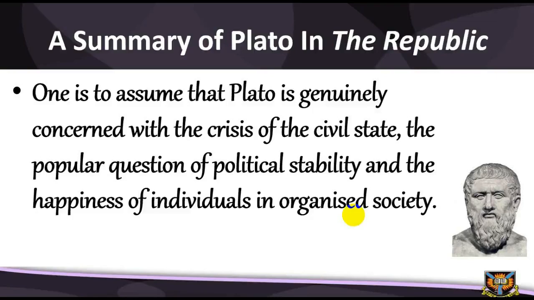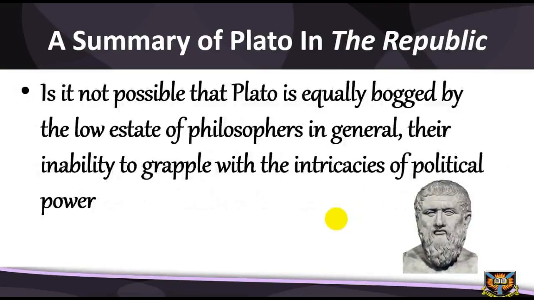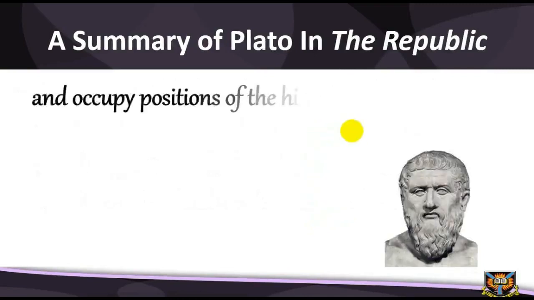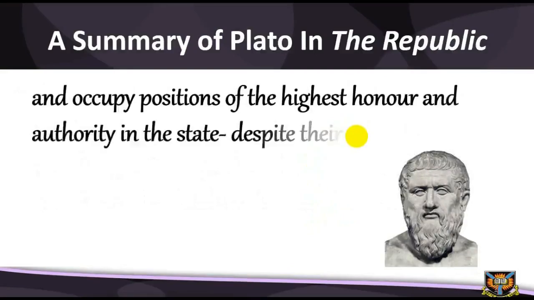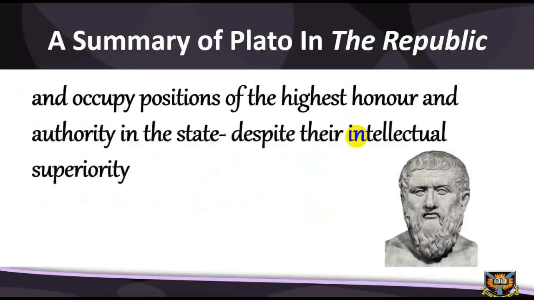On the other hand, it is possible that Plato is equally bugged by the low estate of philosophers in general, their inability to grapple with the intricacies of political power and occupy positions of the highest honor and authority in the state, despite their intellectual superiority. Seen from this second angle, the ambition of Plato in the Republic becomes that of selling the prospects of philosophy and philosophers to the rest of the world.